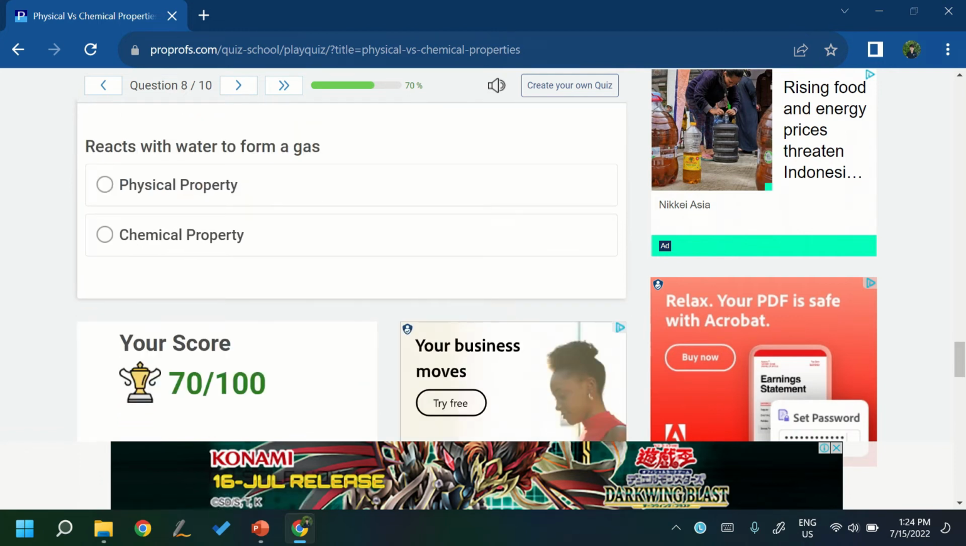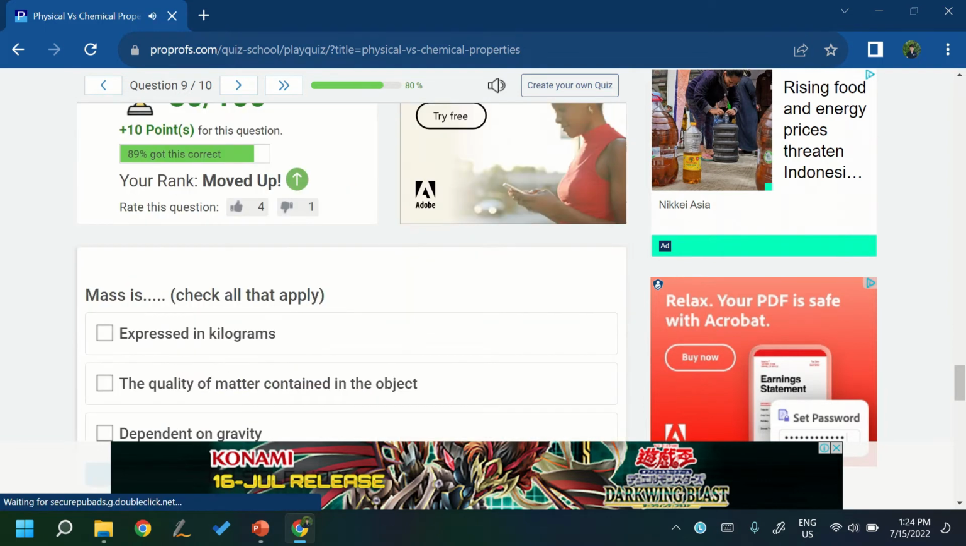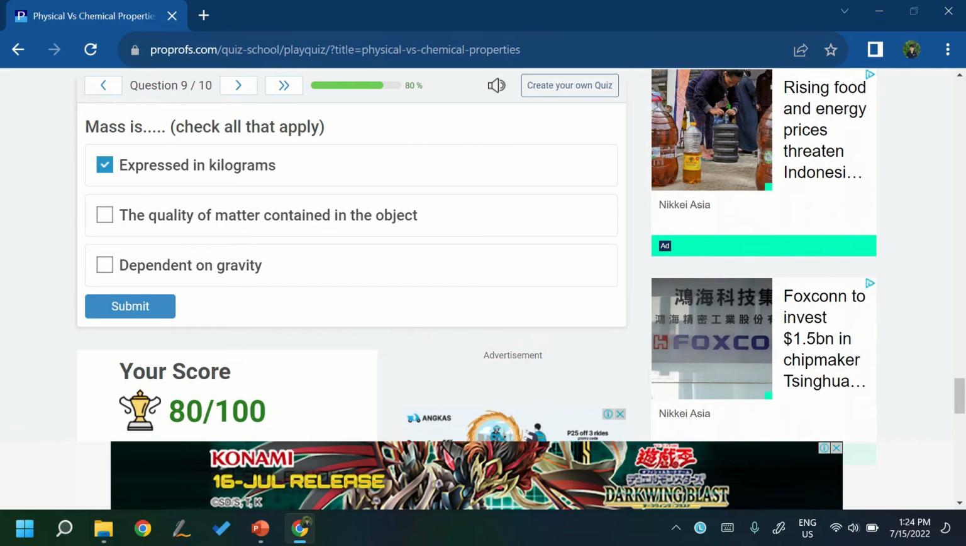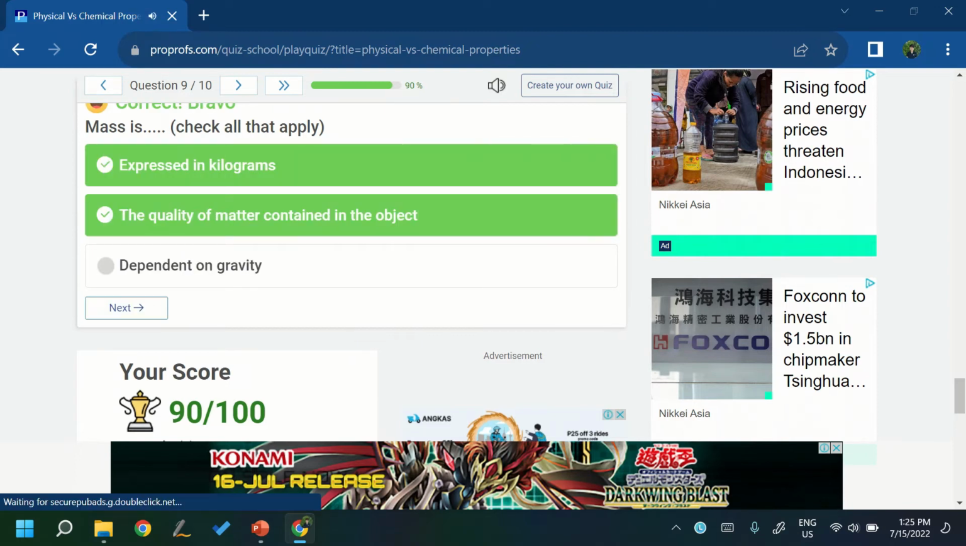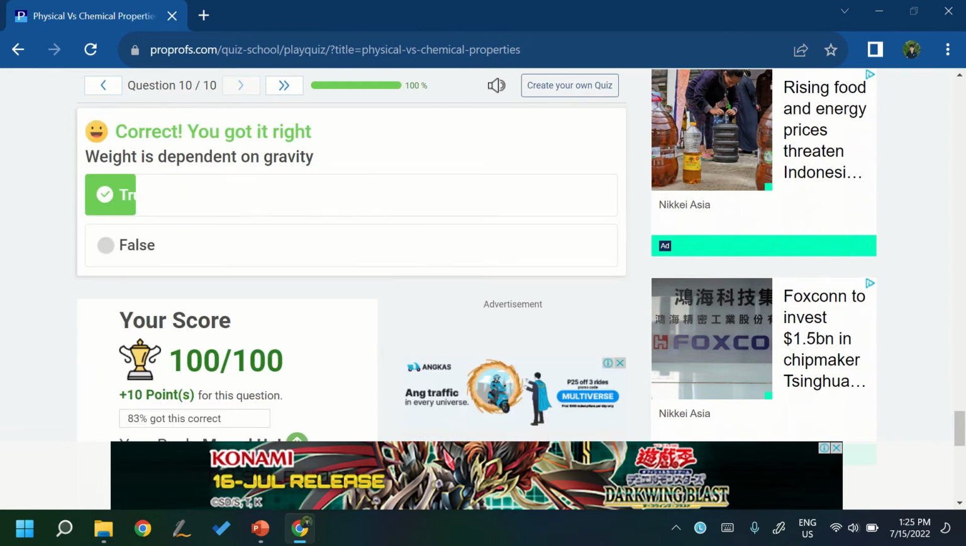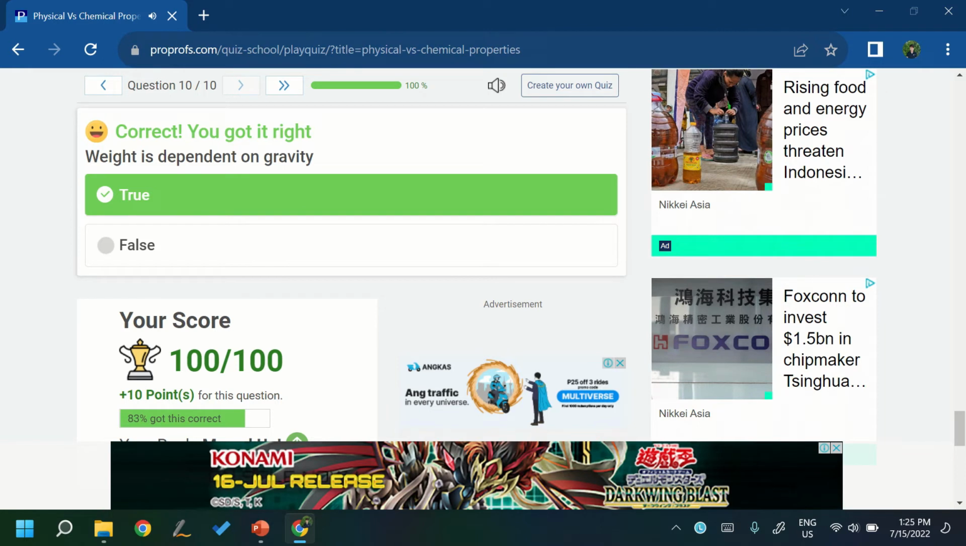Next, reacts with water to form a gas. So nagkaroon ng chemical reaction to form a gas. So this is chemical. The mass is, check all that applies. So it could be expressed in kilograms. And then it is the amount of matter contained in the object. So ang mass ba ay dependent sa gravity? Hindi siya dependent kasi iba ang dependent sa gravity. Sinulat natin yan kanina. This is weight. Kaya hindi natin i-check ito. Okay, both are correct. And then lastly, kagaya ng sinabi ko, weight is dependent on gravity. True. So that is our review for the chemical and physical properties of matter.